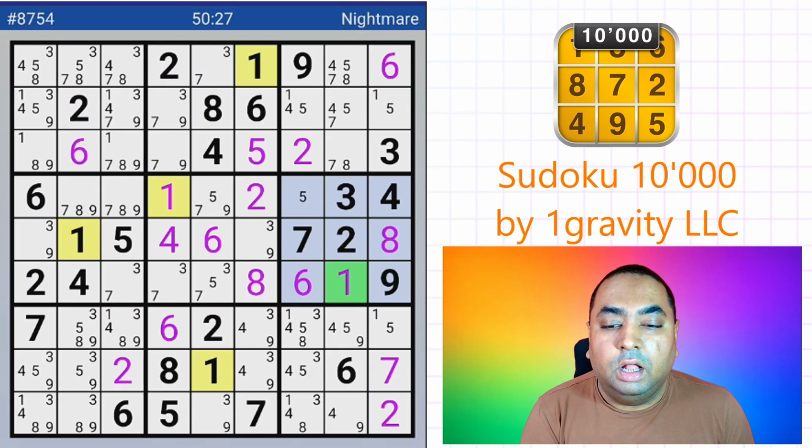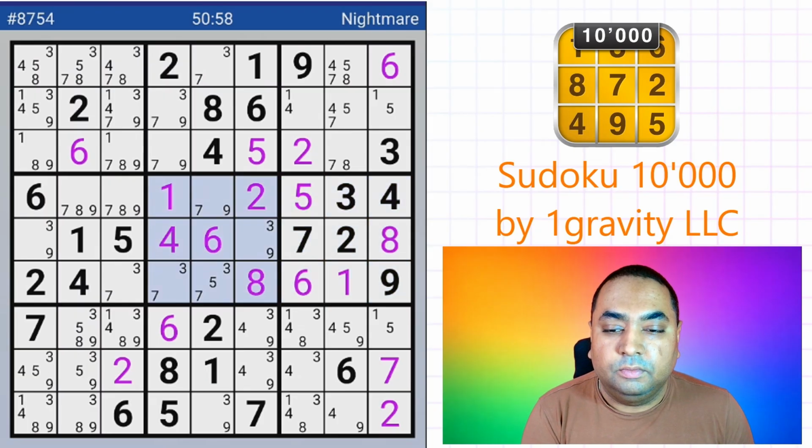Now we will go for another step. Now examine block 5. There is a naked single 5. So 5 can be placed. It is also known as the full house technique. Now we will see another step.